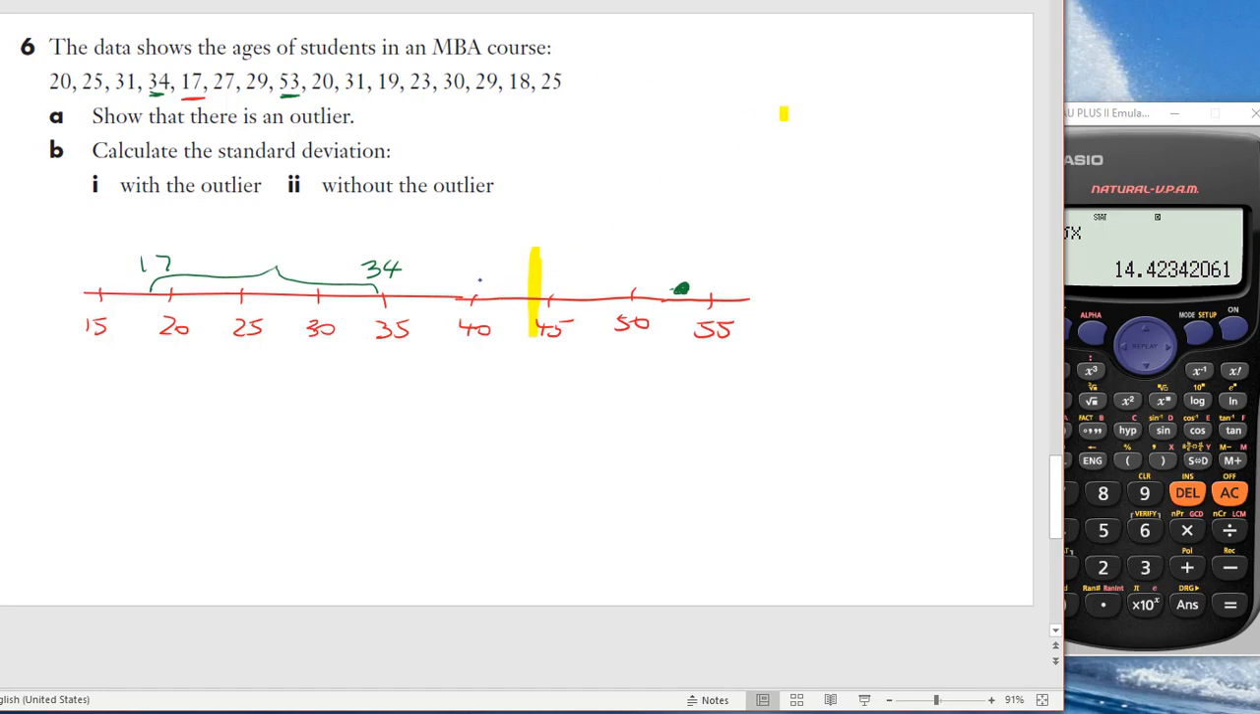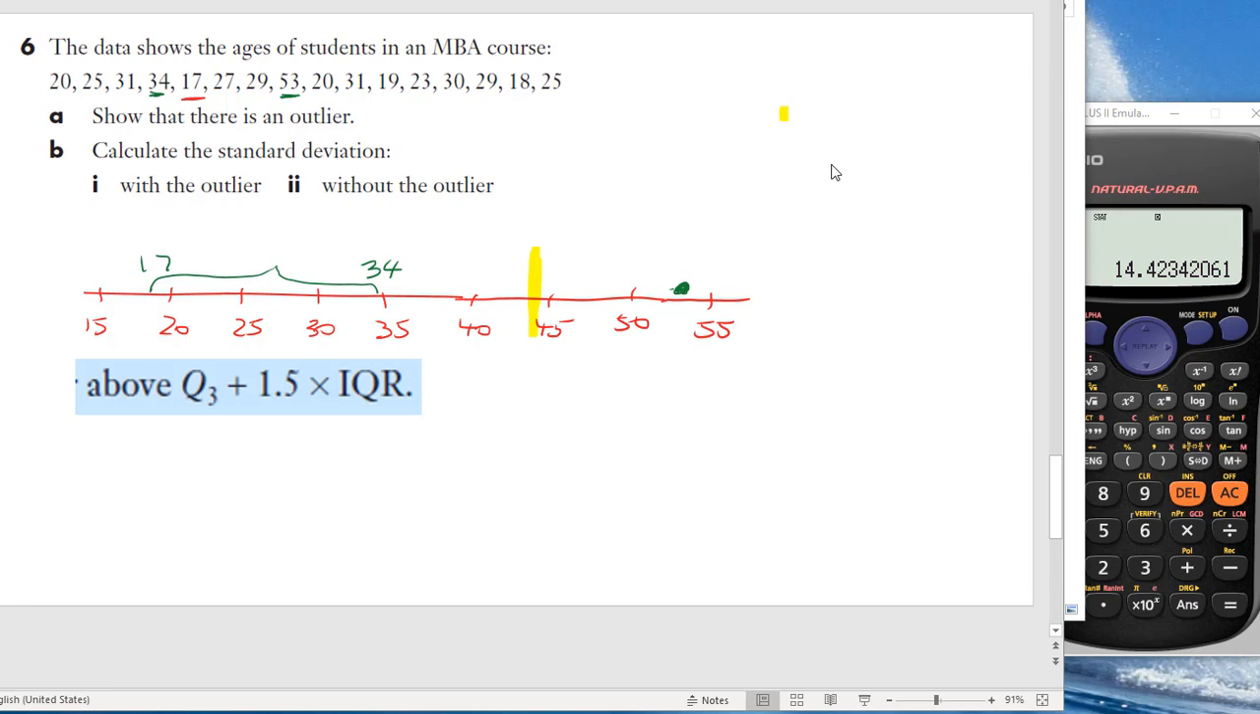Now, the formula for this upper limit is anything that's above the third quartile, Q3, plus 1.5 times the interquartile range. So a little bit of math that we have to do. We have to work out what Q3 is, work out what the interquartile range is, so we'll have to work out what Q1 is as well, do some math, get a number, and then we can determine whether this is or isn't. It also says here, calculate the standard deviation with the outlier and without the outlier.